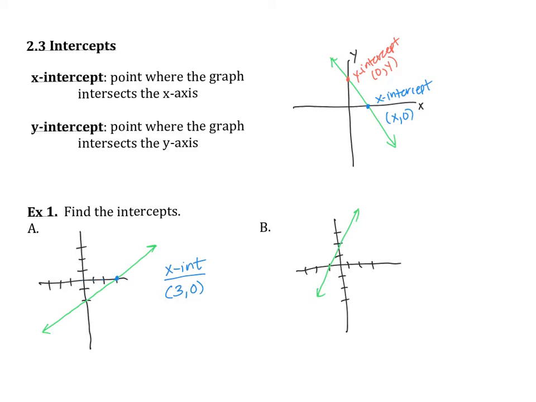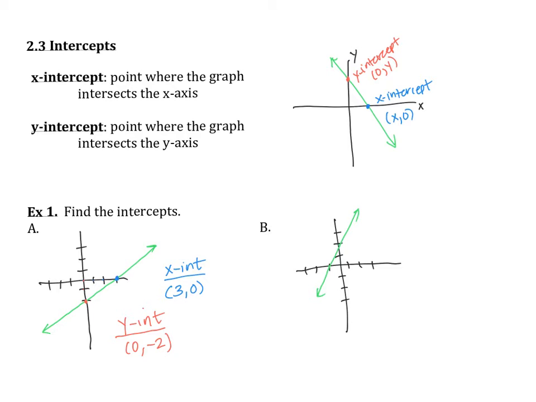Now the y-intercept is where the line intersects the y-axis, so that's going to be at this point right here. Okay, I'm going to abbreviate y-intercept with y-int. The ordered pair for that red dot is I go to the side 0, then I go down 2. So 0, comma, negative 2. And the y-intercept is always of the format 0, comma, something.